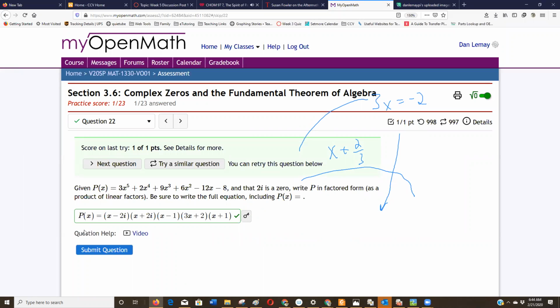Make sure you enter in the equation. When I first did this, I forgot the p of x equals. Sometimes when MyOpenMath shows p of x equals on the outside, that's not part of the answer, so you don't have to type that. Here they do. Okay, so hopefully this helps you write these polynomials in factored form, and maybe helps you on that quiz question that's coming up in week 5. Okay, I'm going to stop this video and get it uploaded.